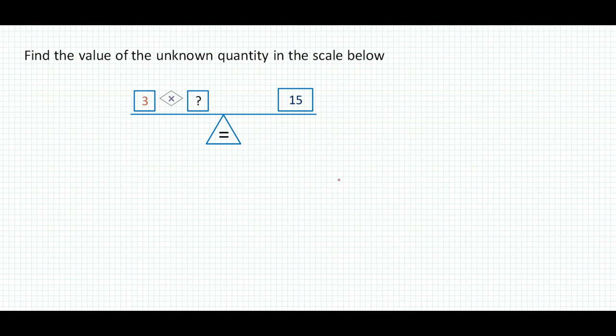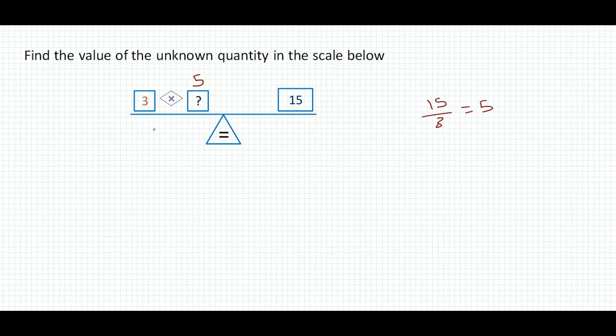Find the value of the unknown quantity in the scale below. So I have 3 on the left hand side, I have 15 on the right hand side. What do I need to multiply by 3 to get me to 15? So all I have to do with that is 15 divided by 3. That's going to give me 5. So I'm multiplying by 5.